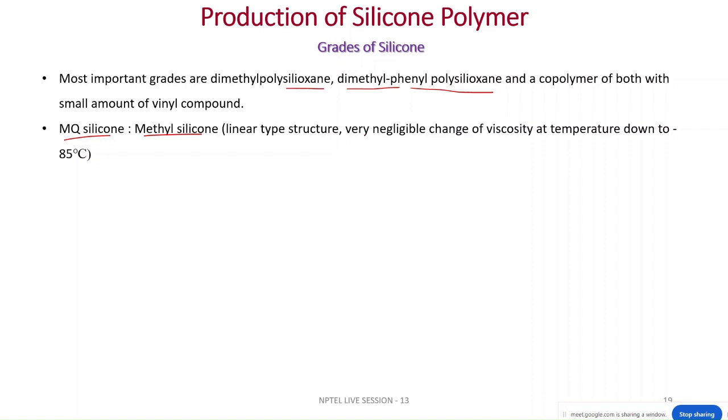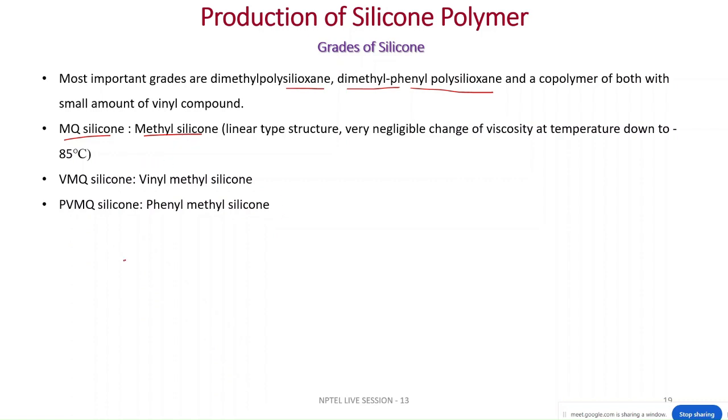These are linear type structures with very negligible change of viscosity at temperatures down to minus 85 degrees Celsius. There is no change in the viscosity. Another one is the vinyl methyl silicone, phenyl methyl silicone.